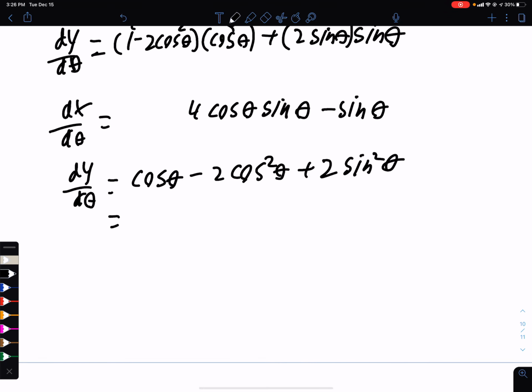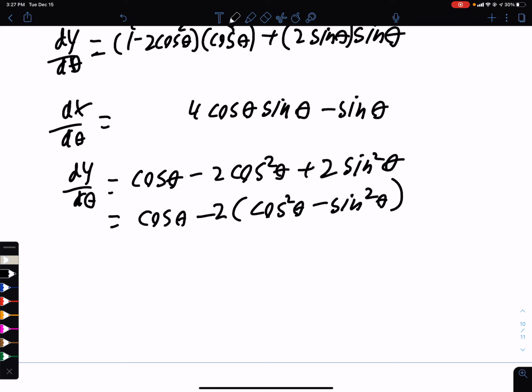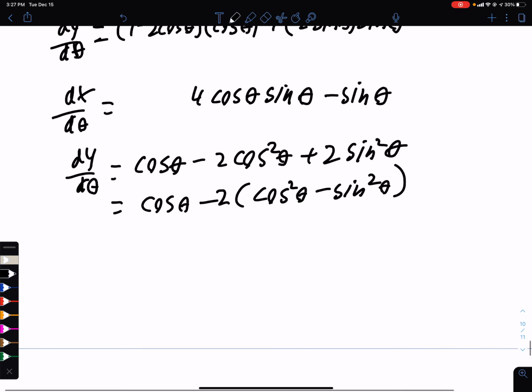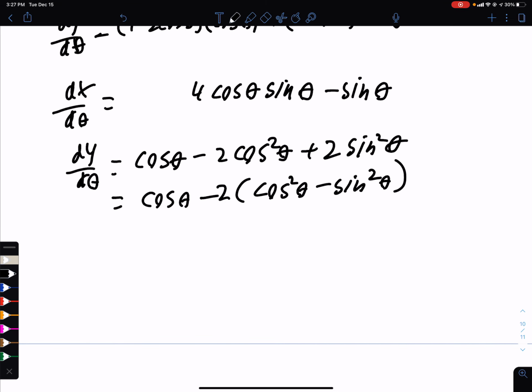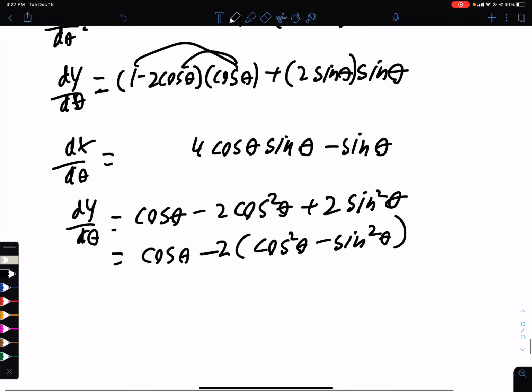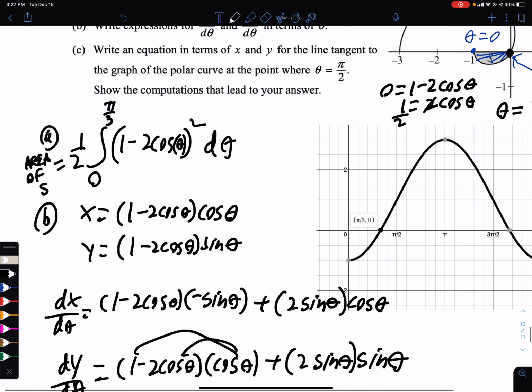If I factor the minus 2 out, I'm going to get cosine squared theta minus sine squared theta. I'm going to leave it like that. I could rearrange that, but I think we're good with that. I could do some double angle stuff or other things, but I think we'll just leave it like that. We're good. So that's dy d theta and dx d theta for part B.